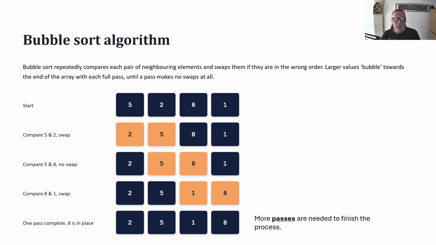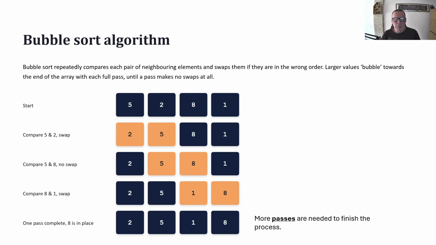We then move on to the next position, which starts at 5, and we compare 5 and 8. They're in the right order already, so no swaps are made. Then we move on another position, and we compare 8 and 1. They're in the wrong order, so we swap them over to give 1 and 8. Now we have 2, 5, 1, 8. We've got to the end of the array, but our data's still not sorted. We've only completed one pass.